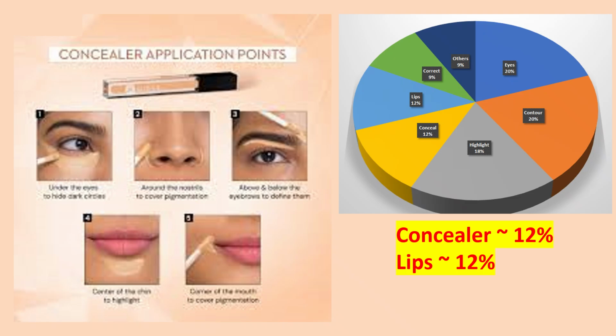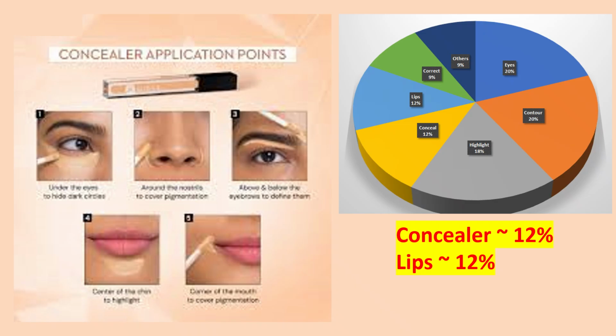Next, we have concealer and lips, 12%, 12%. It could be 12 to 13. So the total could be 24 to 25. Concealer and lips, 12% each. As I told you, concealer you can use liberally, but corrector must be used minimum. Only in small areas you will apply corrector, only when absolutely essential. The other flaw areas you will use concealer. So when you can do with concealer, never apply corrector.